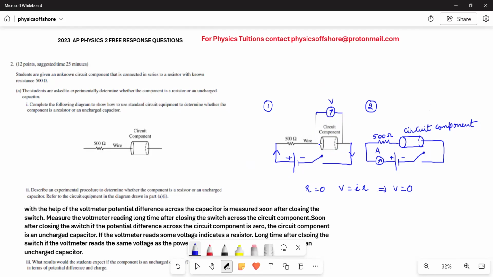Suppose it is a resistor, then what happens? Soon after closing the switch, the voltage will be something, whatever the resistance may be, so it will show some voltage.